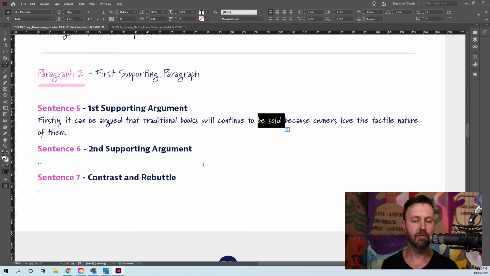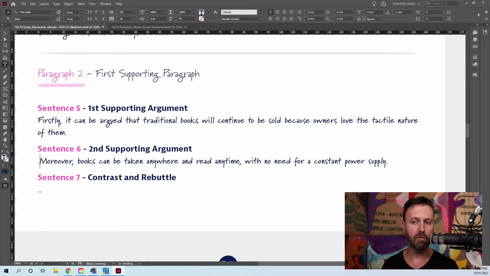And passive grammar is really good to show the examiner because it shows them that we are aware of that grammar and we know how to use it. So I've got a little piece of passive here, which I thought would be useful. So firstly, it can be argued that traditional books will continue to be sold because owners love the tactile nature of them. Cool. We're now going to go to the second sentence, which is going to be adding to this paragraph. So we'll have a moreover focus.